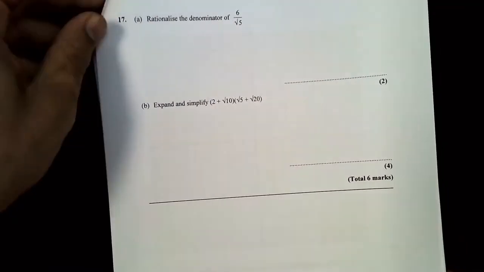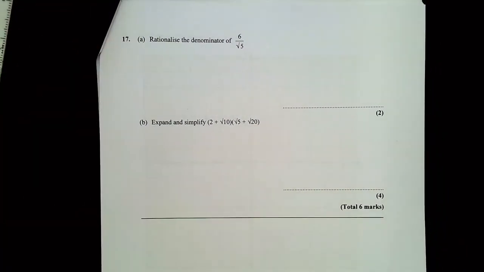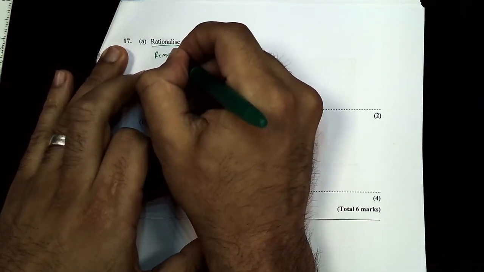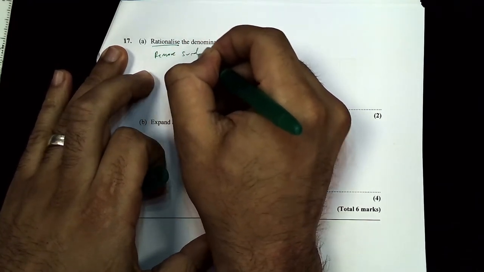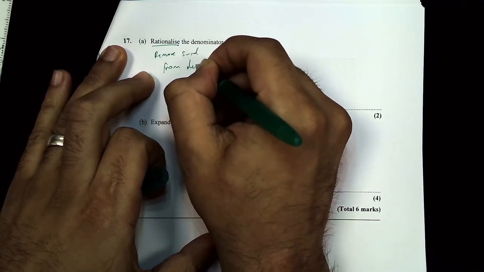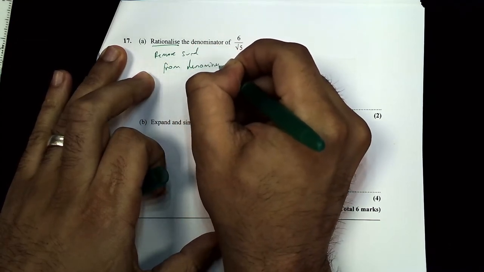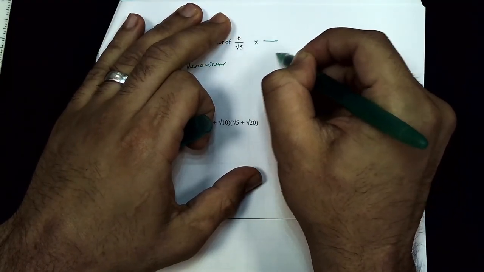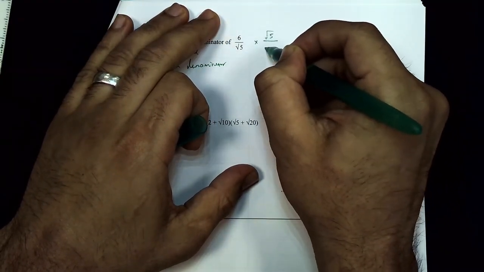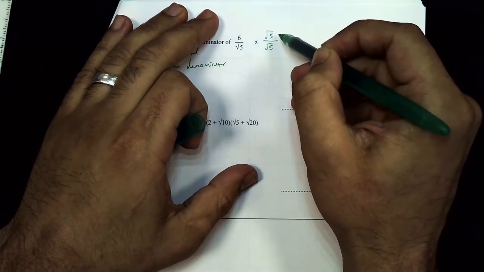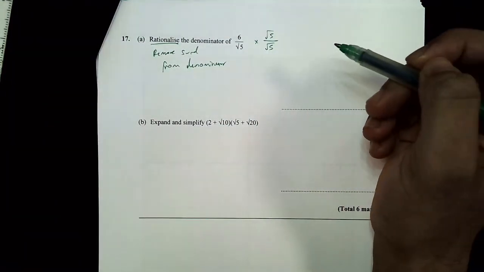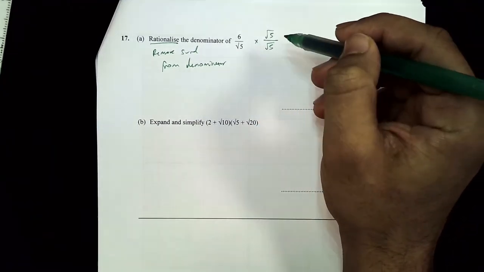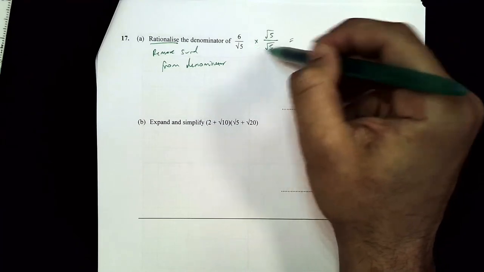Done. Question 17, rationalizing the denominator. So to rationalize, that means you need to remove the surd from the denominator. That's what this means, denominator. Now, the way to remove this surd is to multiply it by something over itself. Now, if I multiply it by root 5 over root 5, whenever I do something divided by itself, that's the same as 1. So I'm effectively timesing this fraction by 1, but it will get rid of the surd at the bottom.